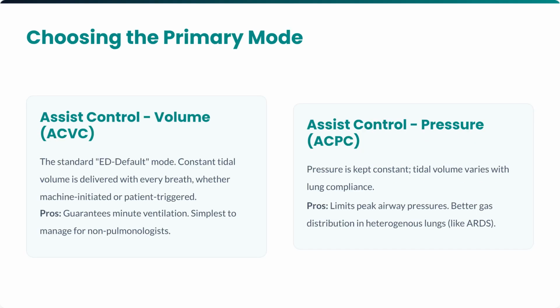The primary mode is often assist control volume, or ACVC, which guarantees minute ventilation. Alternatively, assist control pressure, or ACPC, limits peak airway pressures and may offer better gas distribution in heterogeneous lungs.